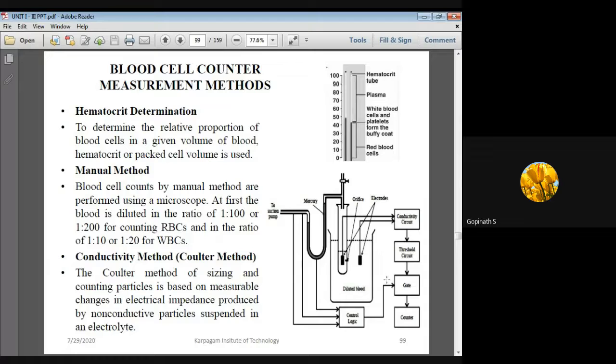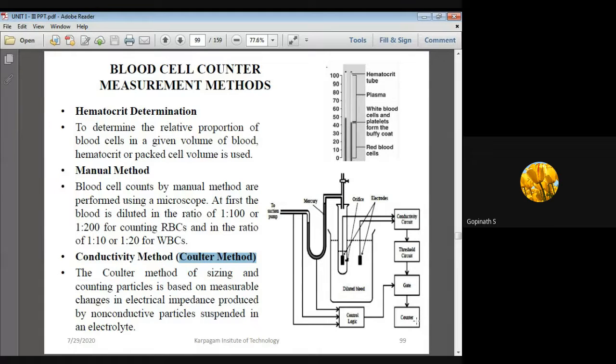Based on the movement of the mercury level, we can know the first conduction point and second conduction point automatically. Finally, at the receiving end, we are using the counter. We will measure the number of RBC, the number of WBC, and hemoglobin concentration. Using this method, we cannot measure the platelets, only RBC and WBC.